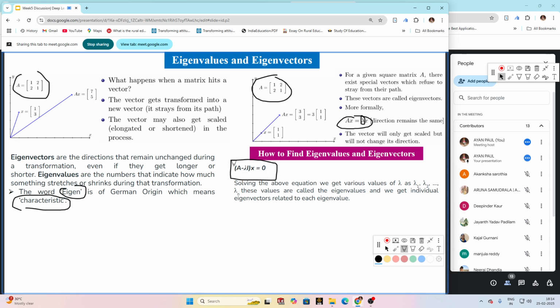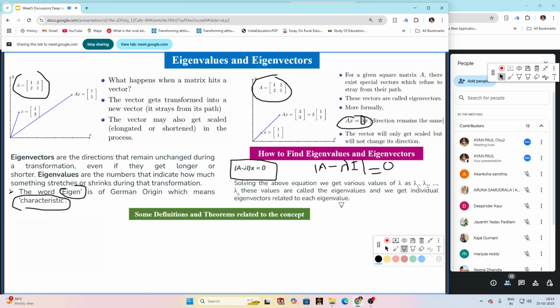Whenever we do this A minus lambda I, which is also a matrix, it will give an equation. That equation is known as the characteristic equation of the matrix. By solving this equation, we find the lambdas, or the eigenvalues. Once we get the lambda, we put it in the equation and find x, which is the eigenvector associated with this eigenvalue. So this is about eigenvectors and eigenvalues.